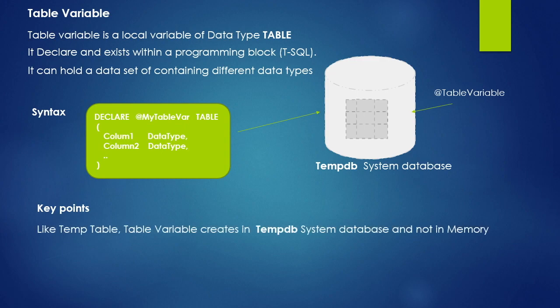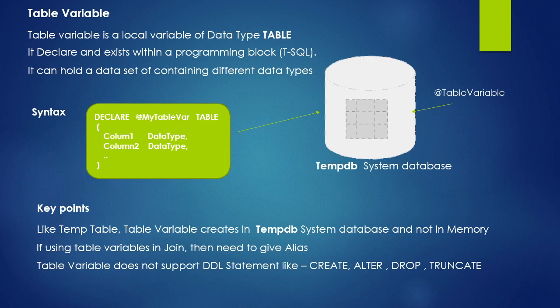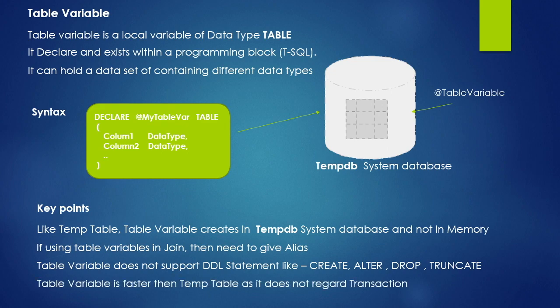Like a temp table, a table variable is created in the tempdb system database and not in memory. A table variable can also be used in a join with other tables, but then we need to give an alias to the table variable. A table variable does not support DDL statements like create, alter, drop, truncate, which we have seen practically. And a table variable is faster than a temp table as it does not regard transactions. So we have also seen that transactions do not impact the table variable, so it is faster than temporary tables. So this is all about table variables in this tutorial.